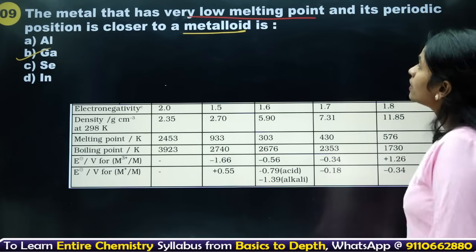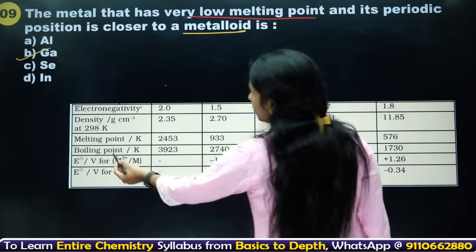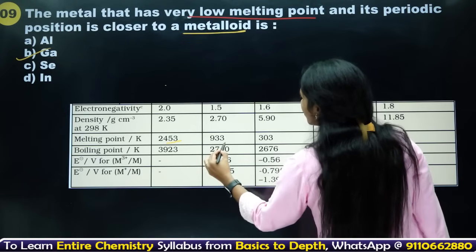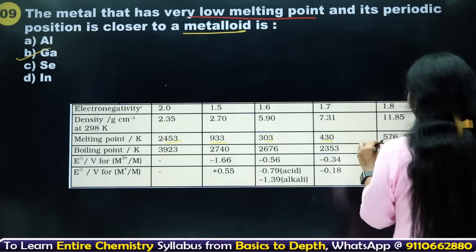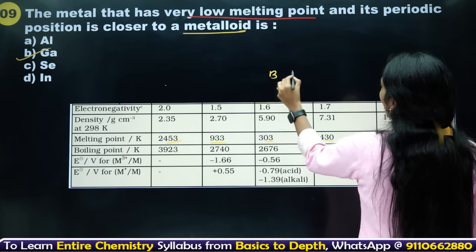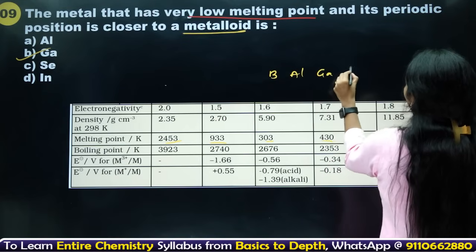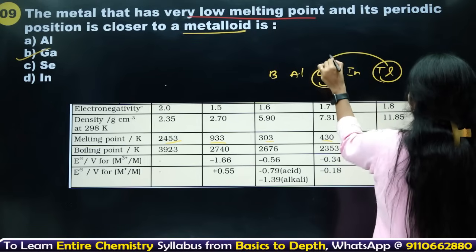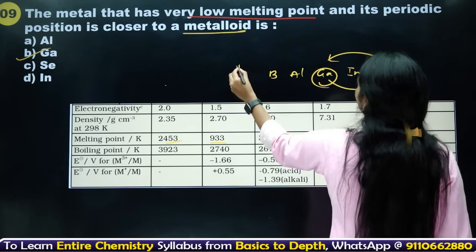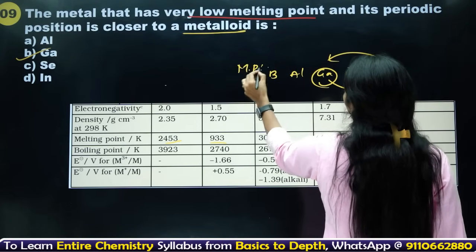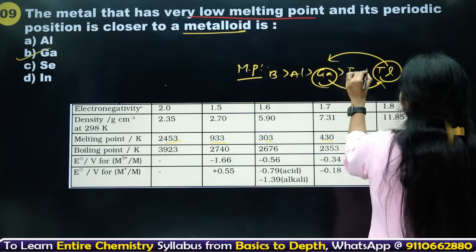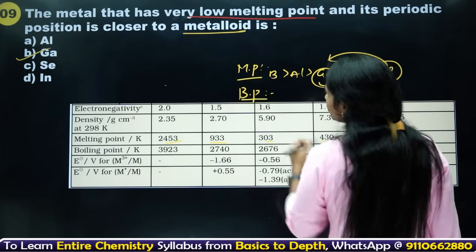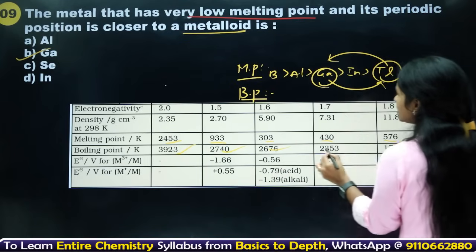Next question. Which one has the least melting point? See how irregular the order is. Boron, aluminium, gallium, indium, thallium. Tell me the tip, students: the 3 and 5 positions just interchange. This is for melting points. Top to bottom it should decrease, but the exception is that 3 and 5 interchange. For boiling points, there is no exception. Top to bottom it decreases.